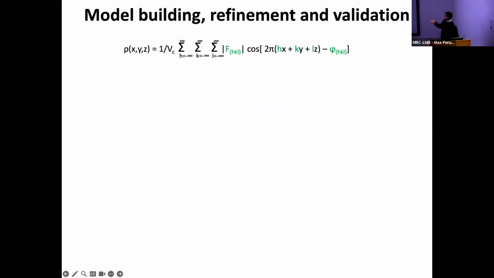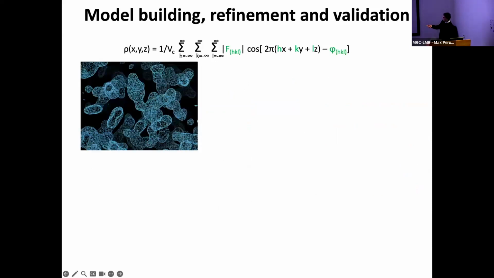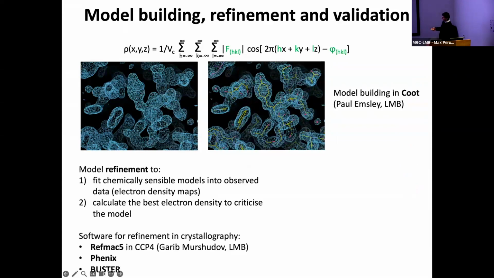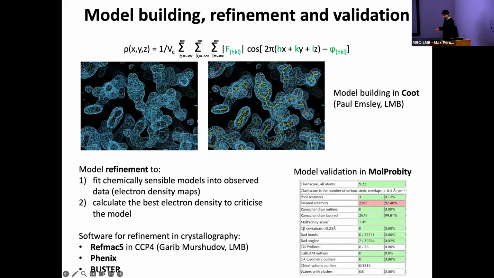Now, once we have the phases, we have all we need. We can start to reconstruct our electron density. Once we have our electron density, we can start to say, okay, this looks like a tryptophan, so we can start to build our model. Usually this is done with Coot. Once you have your model, you need to refine it, which means you need to fit chemically sensible models into the observed data and calculate the best electron density to criticize your model. This is usually done with software like REFMAC, Phenix, and BUSTER. And once you have your model, you need to validate it. You need to make sure that all the chemical bonds and angles make sense. You didn't create some kind of monster.